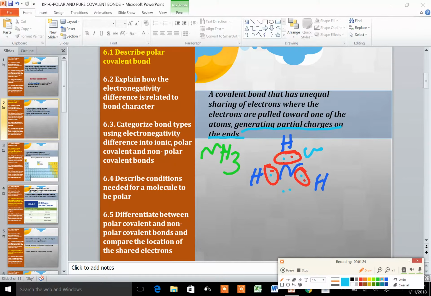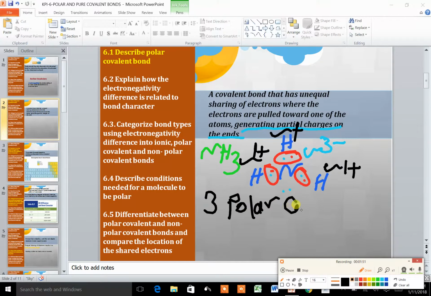How many? Nitrogen shares 3 electrons, so it will have a partial 3 negative charge, while each of the 3 hydrogen atoms will have a partial positive charge, only 1, because it shares only 1. So I can say that we have here 3 polar covalent bonds in the ammonia molecule.